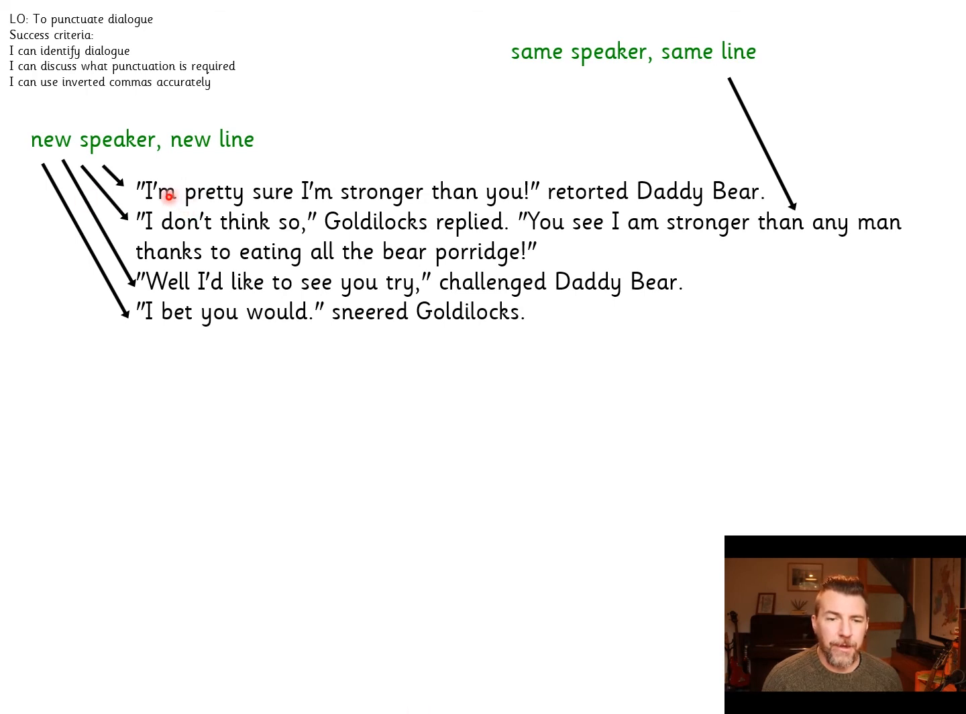So Daddy Bear speaks. "I'm pretty sure I'm stronger than you," retorted Daddy Bear. New speaker, new line. "I don't think so," Goldilocks replied. "You'll see I'm stronger than any man, thanks to eating all the bear porridge." Here, we stay on the same line because it's the same person speaking. Then new speaker, new line down here. "Well, I'd like to see you try," challenged Daddy Bear. And again, new speaker, new line here. "I bet you would," sneered Goldilocks. If you look in any book, this is how speech is laid out, and we really need to make sure that we're doing it. We should not be starting speech in the middle of a line.